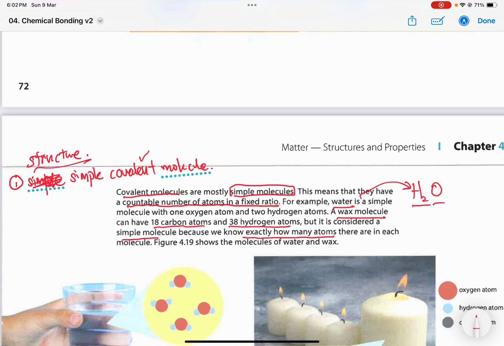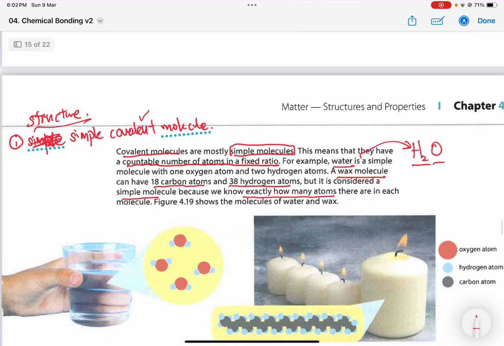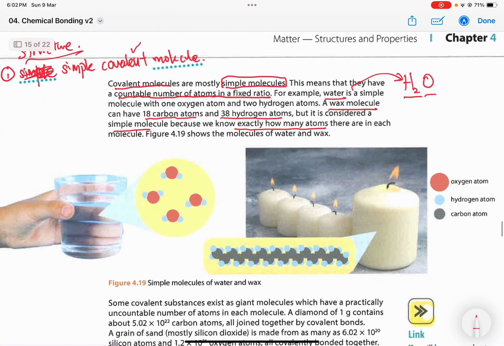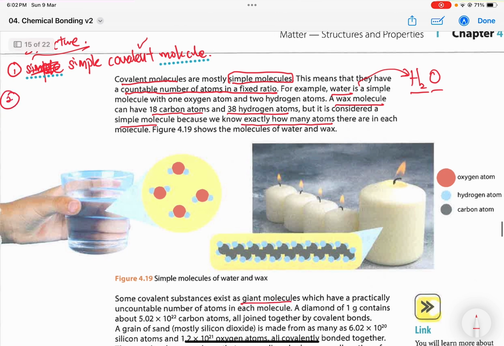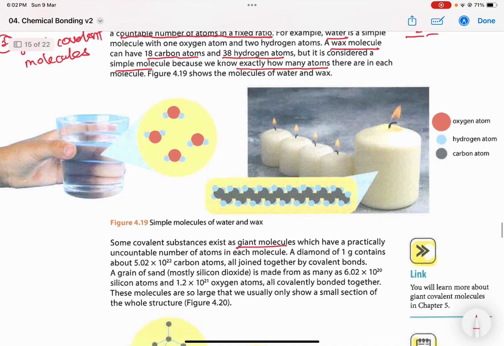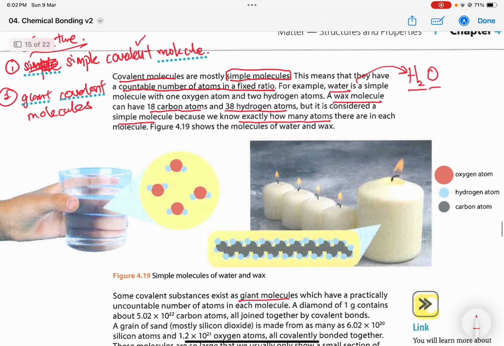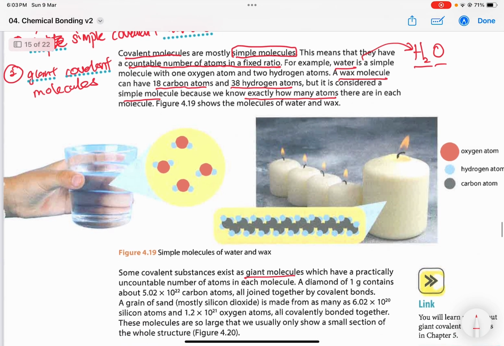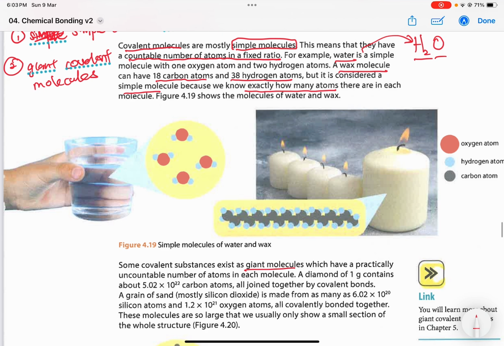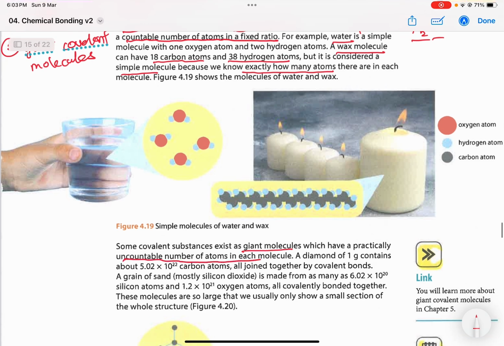Now, there's another kind when we look at covalent bonding. Another type of structure, which we call giant molecules. So, the second structure, the name that we typically will call it is giant covalent molecules. If atoms are countable, we call it simple covalent molecules. Those that have a practically uncountable number of atoms, we call the giant covalent molecules.